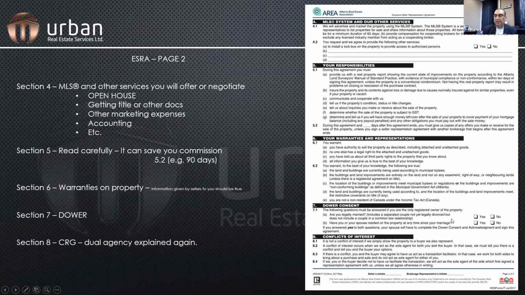So the dower consent and acknowledgement form, which is on WebForms, which we did cover in part 1 of seller's forms, you download that, fill in the agreement number and municipal address, and give it to them. The rest should be blank.